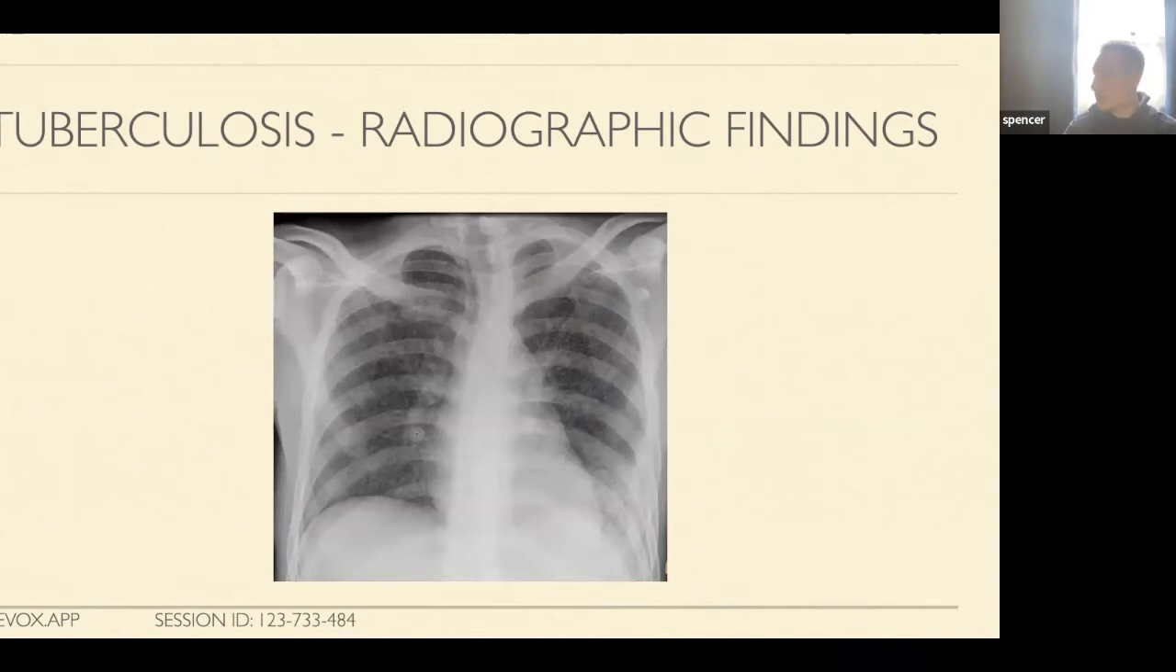And here is an image of miliary TB. This is when you have hematogenous dissemination. You'll see these evenly distributed 1 to 3 millimeter nodules.